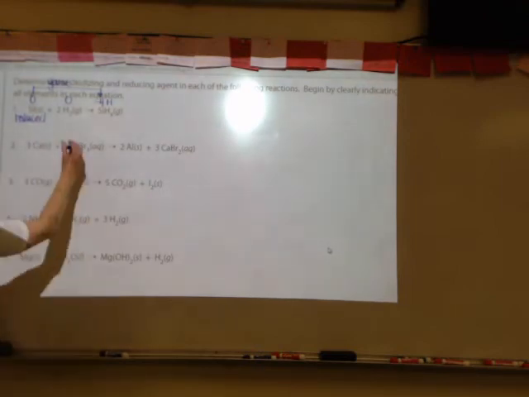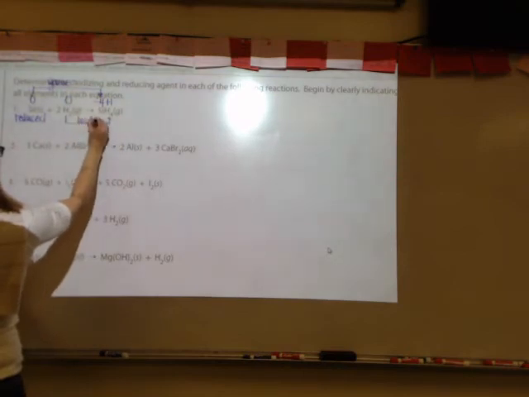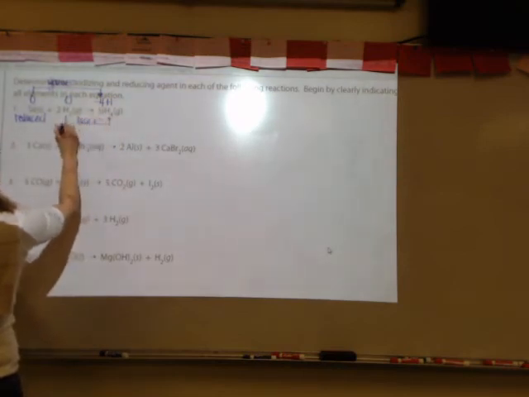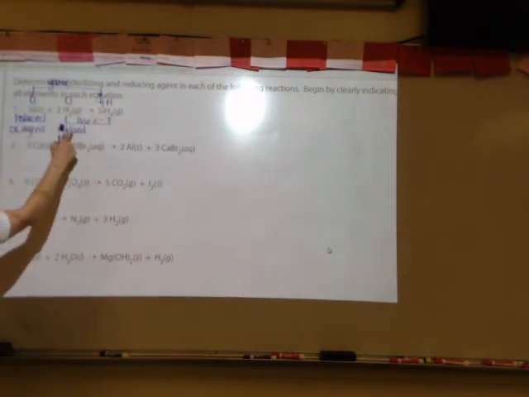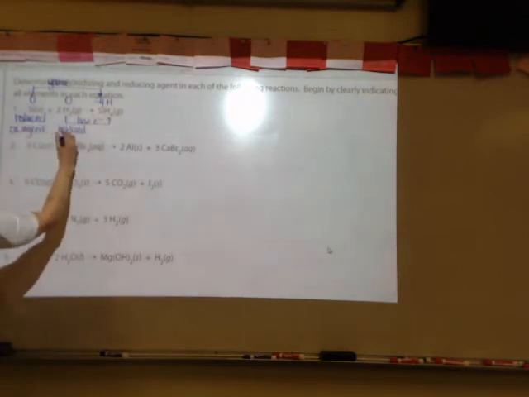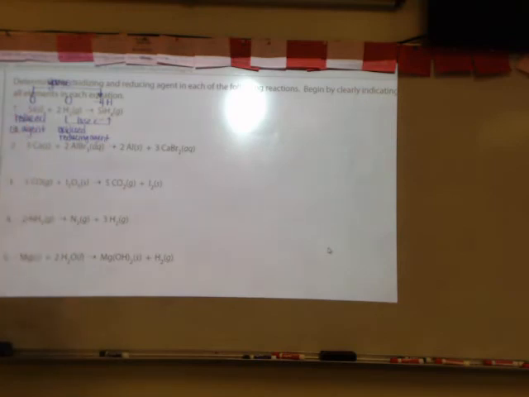The hydrogen is going from a 0 to a +1. So it is losing electrons. So that means it is oxidized. Whatever is reduced, we call it the oxidizing agent because it oxidizes the other reactant. Whatever is oxidized, we call that the reducing agent because it reduces the other reactant.